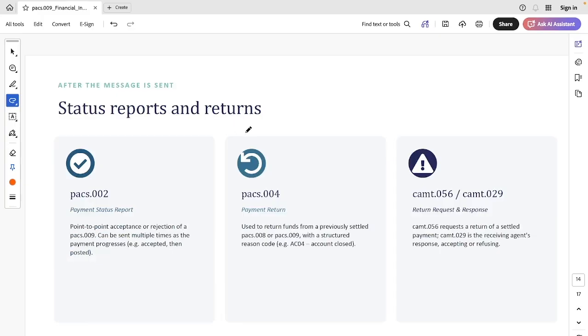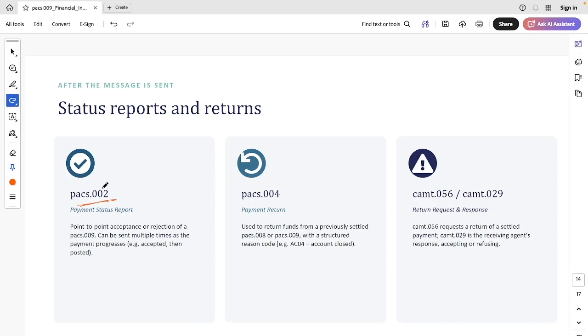So now let's understand what happens after a pacs.009 is sent. A payment message does not end the story. After a message is sent, different status, return, and investigation messages may also come into the picture. The first is pacs.002. The pacs.002 is used to communicate the status of the payment. It may tell whether the payment is accepted, rejected, pending, or processed.